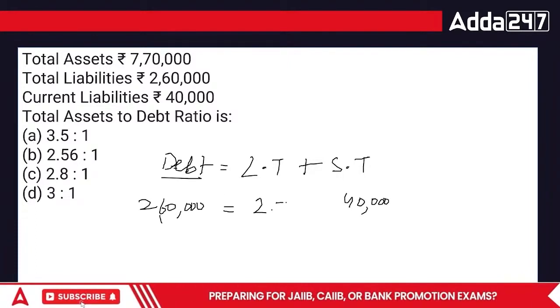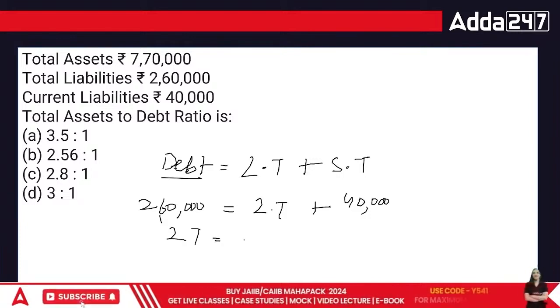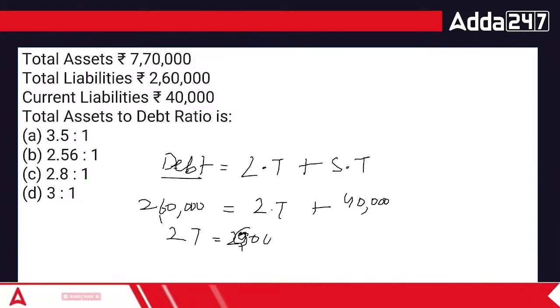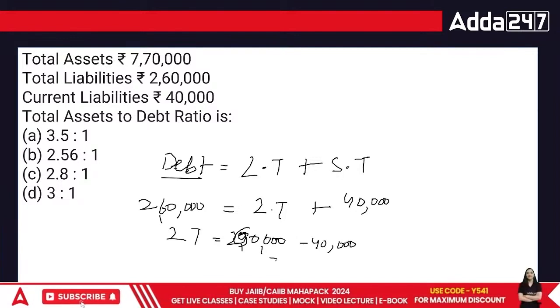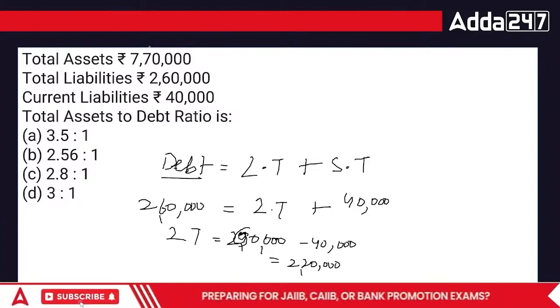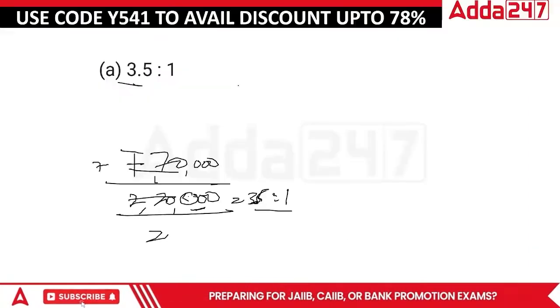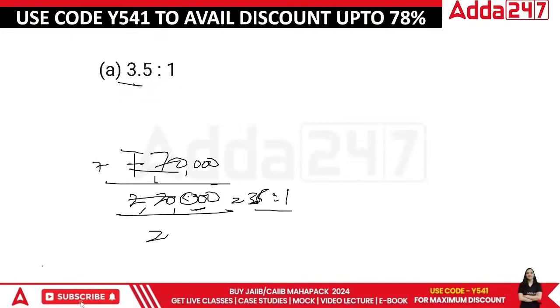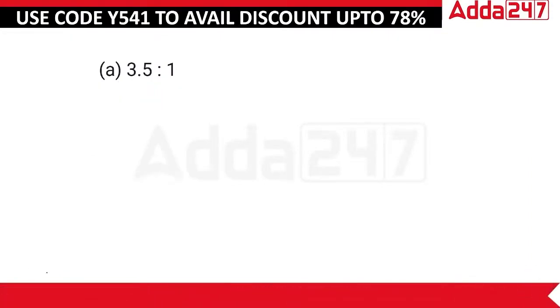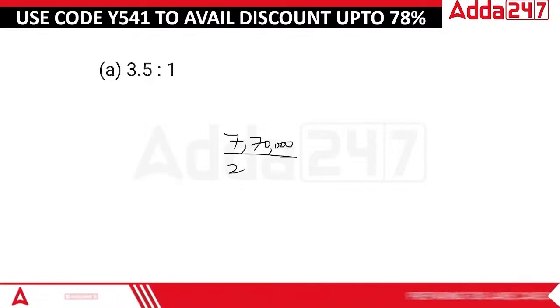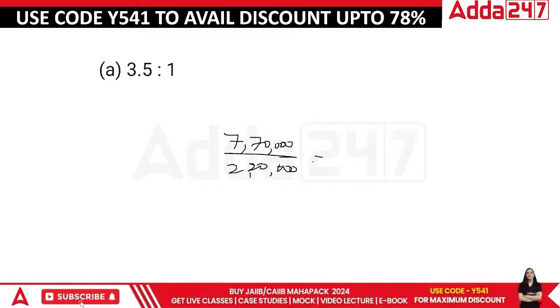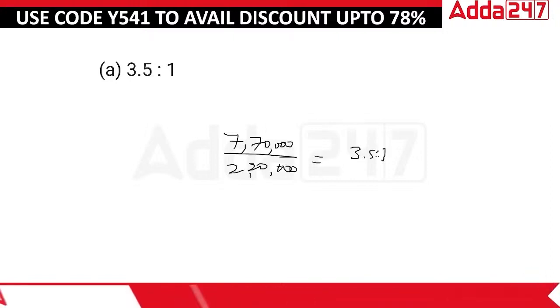So can we calculate the long term, everyone? The long term will be 2,60,000 minus 40,000 is equal to 2,20,000. Once you have got this 2,20,000, utilize 7,70,000 divided by 2,20,000, giving you 3.5 is to 1.